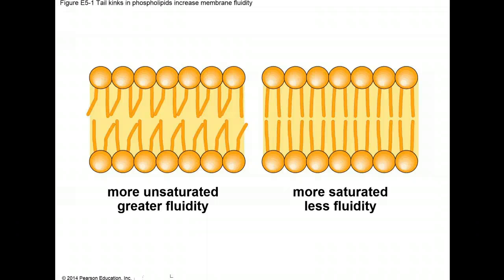The individual phospholipid molecules are not bonded to one another. Some of the phospholipids have unsaturated fatty acids, which causes their tails to form kinks. Membranes become more fluid at high temperatures and less fluid at low temperatures.